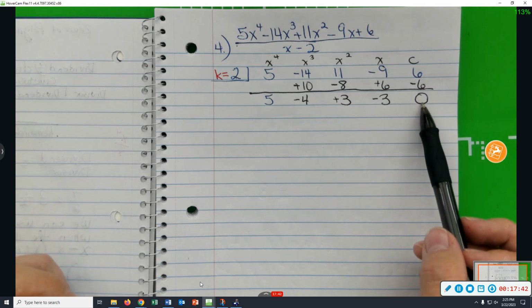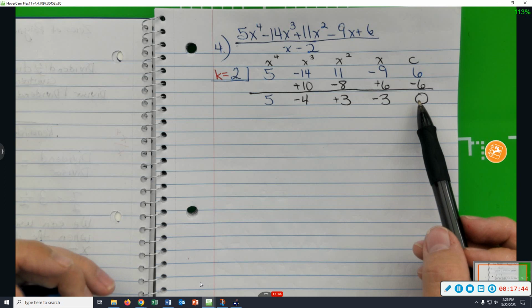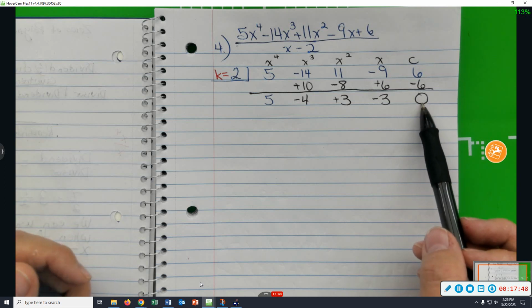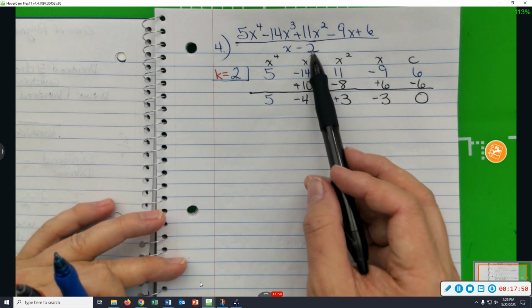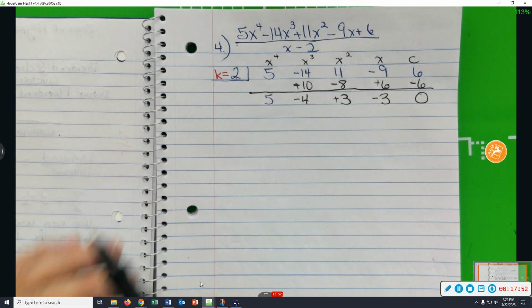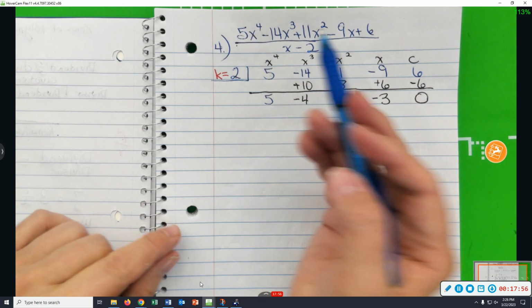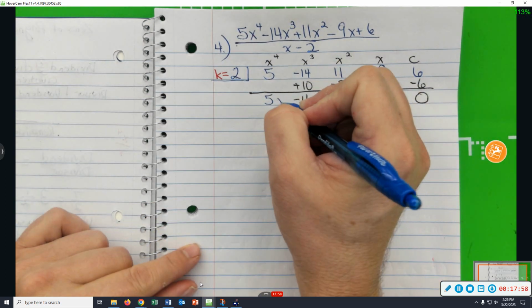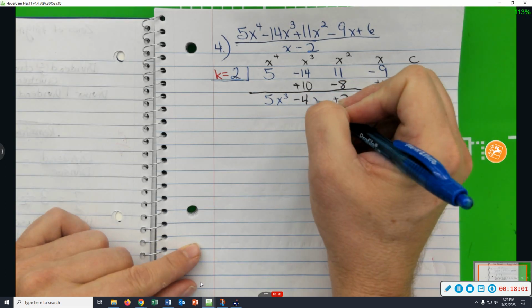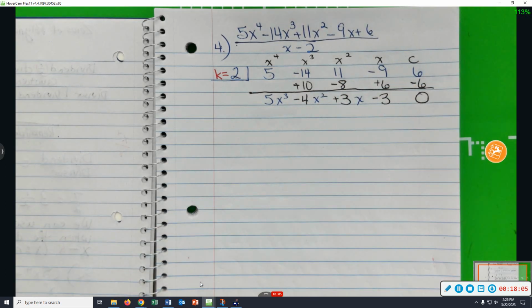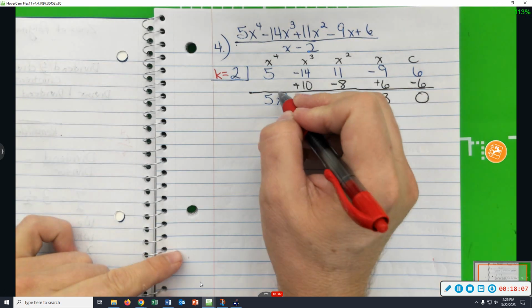That last number is the remainder. In that first example we did, we had a remainder of negative 11. Here, the remainder is 0. That means that x minus 2 divides evenly into that polynomial. We started with an x to the 4th. We decreased that to an x cubed, x squared, x, and finally no x. Here's my quotient.